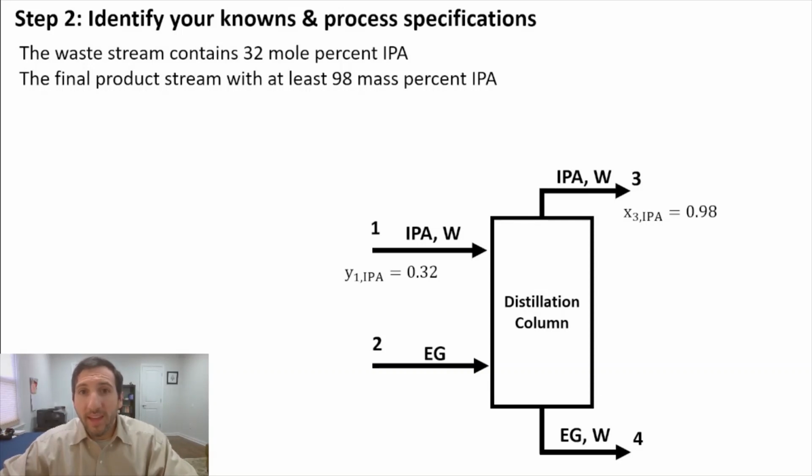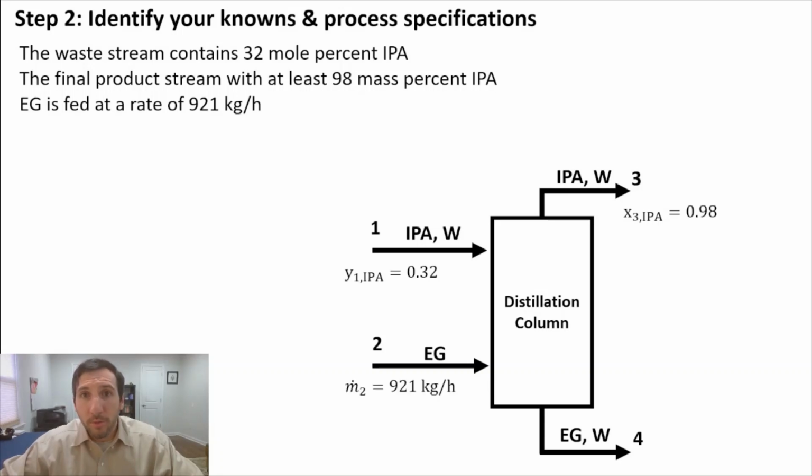Now remember that x is when we're using a mass percent or mass fraction. Notice again we've got a y for mole percent and an x for mass percent. So that may come back in a little bit and we may have to reconcile those differences. But for now, we just need to identify our knowns. Moving on, we know that ethylene glycol is fed at a rate of 921 kilograms per hour. Since it's being fed in, that's stream 2. And so we know the mass flow rate of stream 2 is 921 kilograms per hour.